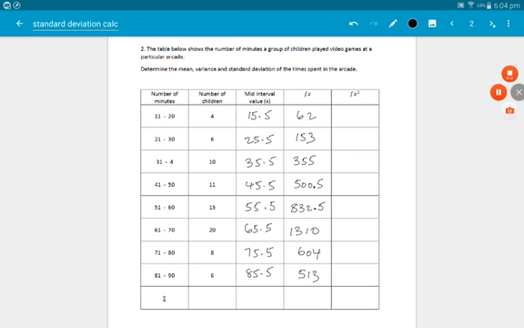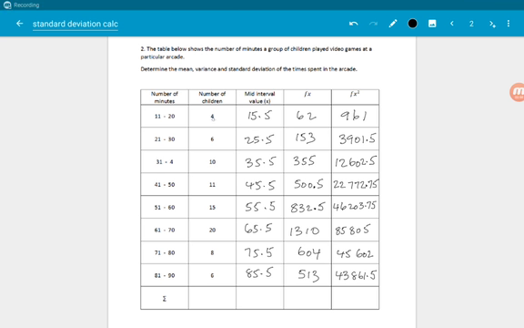Next, I sum the frequencies, or in this case, the number of children. I sum the product of the frequency and the values, and I sum the product of the square of the values, or the mid-interval values, and the frequencies.